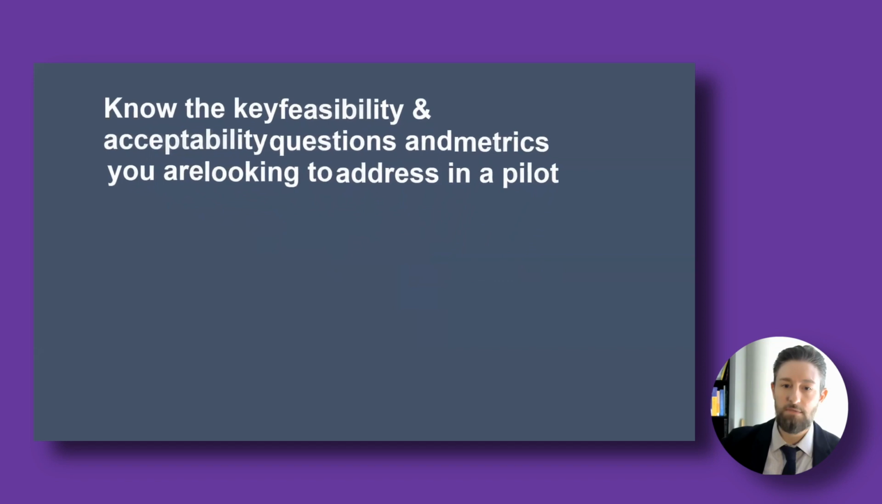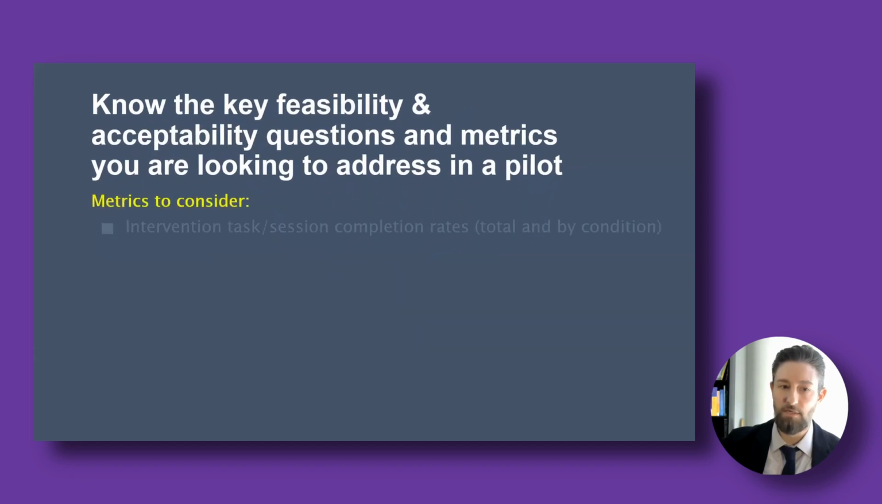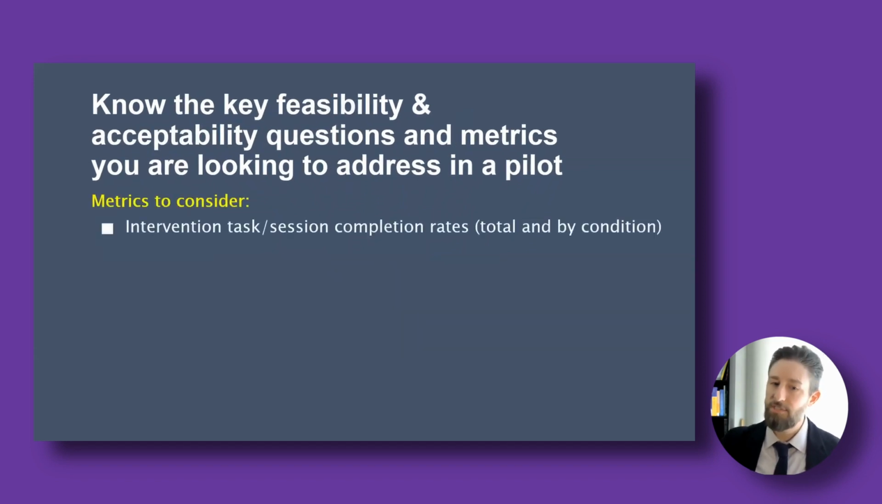So here's some of those that you might consider. Intervention task and session completion rates. I would look at the total completion rate for the whole thing and by condition. Here you're just trying to see if there's any one condition where there's a line of components that for whatever reason might be difficult for participants or have issues.